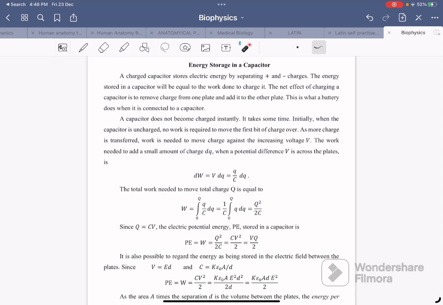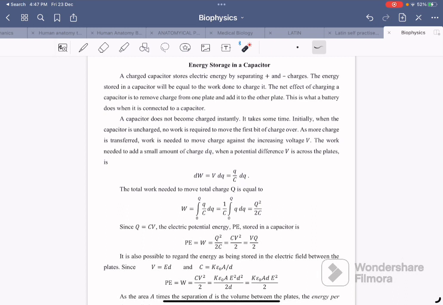So energy storage in a capacitor, let's discuss. A charged capacitor stores electric energy by separating positive and negative charge. We already know that in a capacitor, each plate must have different charges, like positive and negative charges, with a certain aperture, meaning area, and a certain separation distance between the plates.